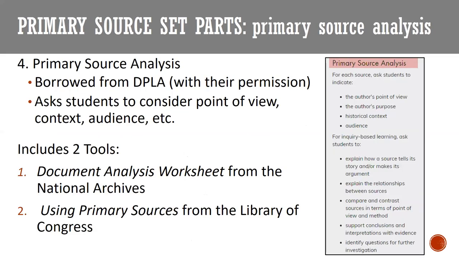And then if you continue to scroll down, each set also includes the primary source analysis toolbar, and you can see the screenshot of it there on the right. And this is taken directly from Digital Public Library of America and used with their permission. This analysis toolbar helps users and creators to ask open-ended questions, and also links to two very important resources: the document analysis worksheet, which comes from the National Archives, and a second resource called Using Primary Source Sets, which comes from the Library of Congress.